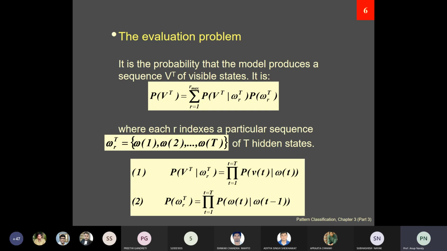If you have T hidden states, out of the T hidden states you are going to choose one of the hidden states. So that is denoted by R. That is the way you can interpret it.